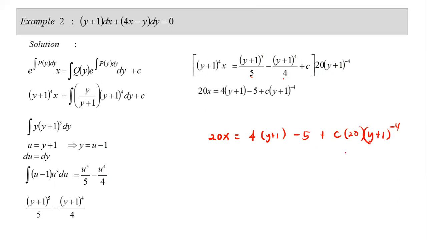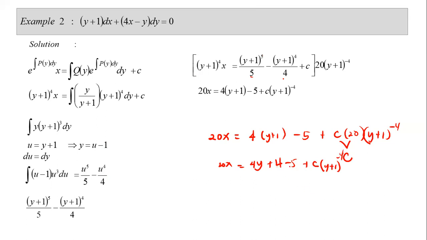And you know that this c times 20, this is another constant c. So we shall have 20x is equal to 4 times y plus 1 minus 5 plus c times y plus 1 raised to negative 4. And then you can just simplify this by distributing to each term inside. So you shall have 20x equals 4 times y, then 4 times 1, and then minus 5, and then you just simply copy c times y plus 1 to the negative 4.